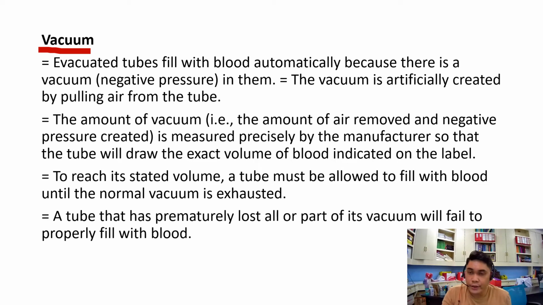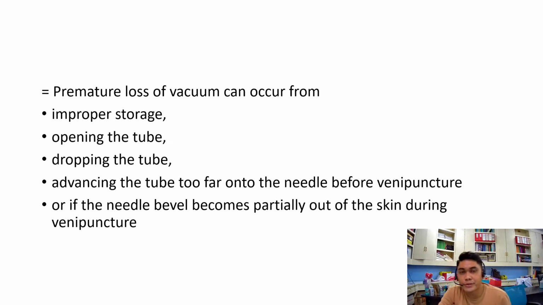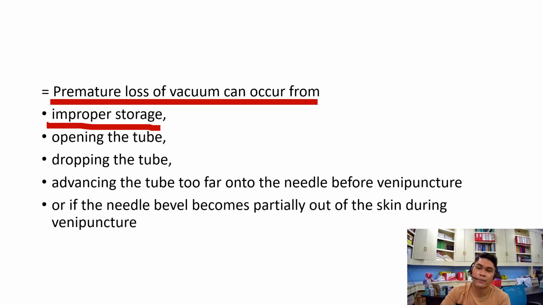Now, what are the causes of premature loss of vacuum in your evacuated tube? So for premature loss of vacuum causes, first is improper storage. So for example, the storage temperature. So the temperature that is ideal in the storage of evacuated tube, it's from 4 to 25 degrees Celsius. Okay, 4 to 25.